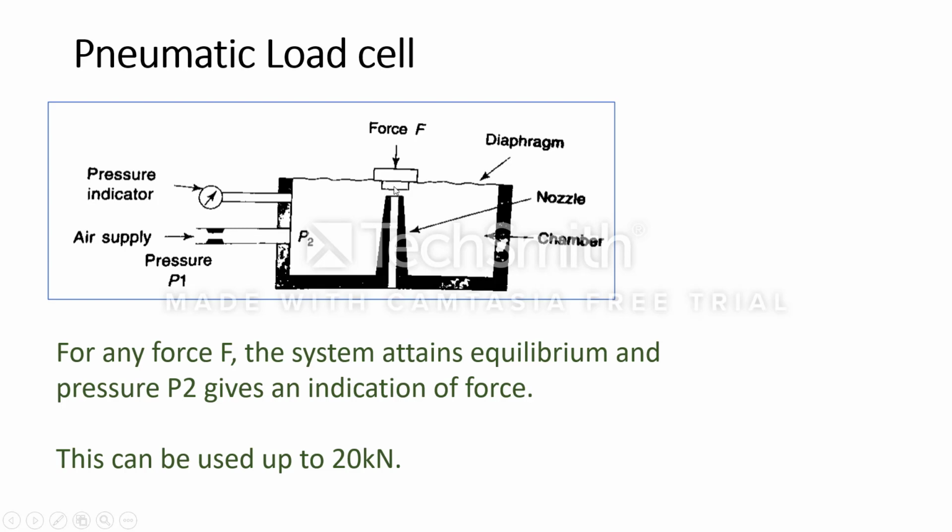So once the pressure is applied, what will happen? It reduces the gap and automatically it indicates the pressure P2. As I mentioned here, for any force F, the system attains equilibrium and pressure P2 gives the indication of the force. So whatever the pressure P2 and the area gives the required quantity of the pressure.